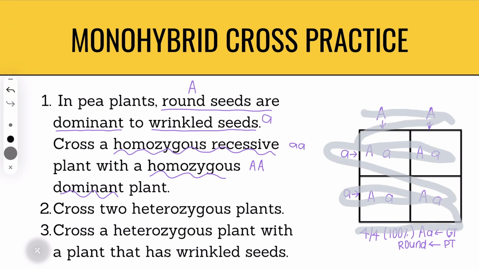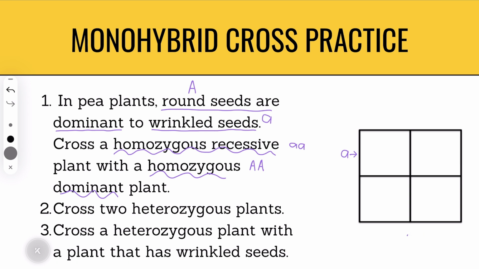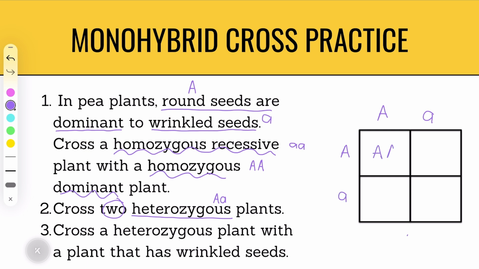Okay, so did that one. Let's go to the second one. All right. Cross 2 heterozygous plants. So hetero means different. That means that they have 1 dominant and 1 recessive allele. Like that. And it says that both plants are that way. So I'll fill out my Punnett square, like so. And that gives me this.